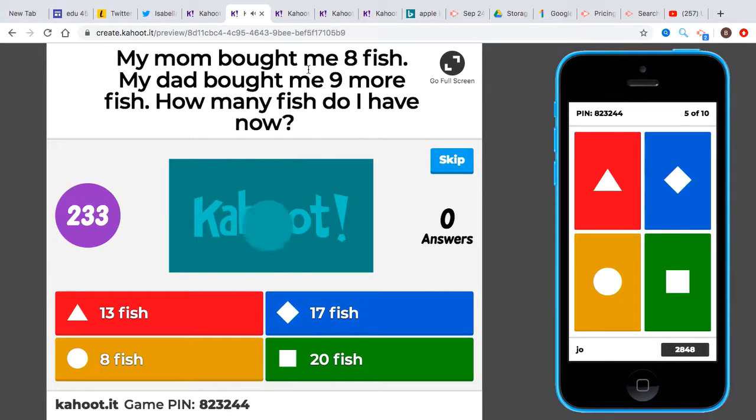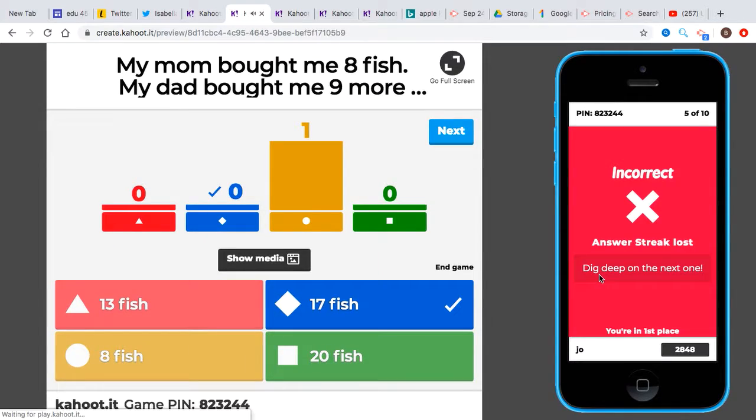So as you can see, I didn't always put the right answers in here. This one's a little bit easier. I'll just show you what it looks like if you get it wrong again. So we'll say it stayed at 8 fish, which obviously isn't true. But again, it shows you incorrect and I'm still in first place, so that's kind of awesome.